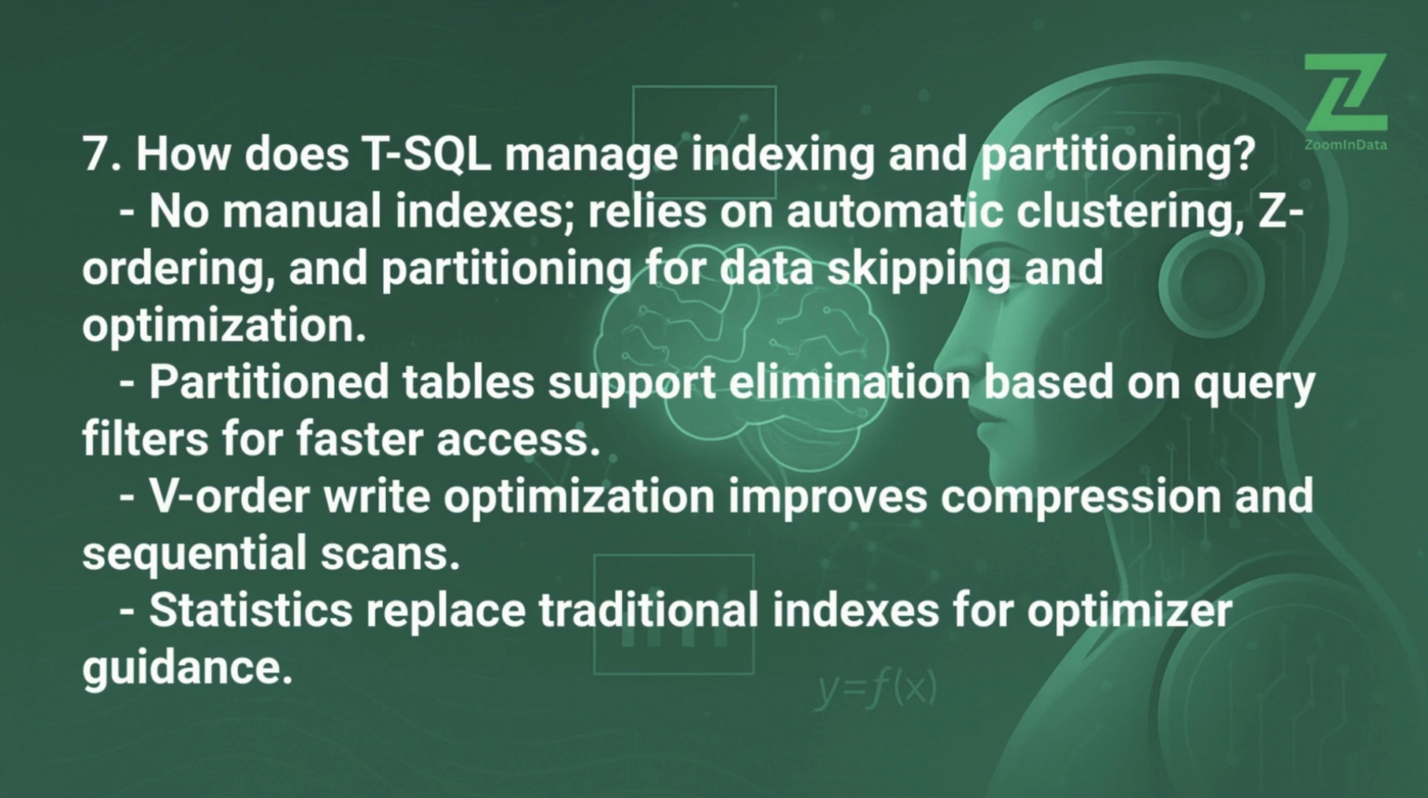7. How does T-SQL manage indexing and partitioning? No manual indexes. It relies on automatic clustering, Z-ordering, and partitioning for data skipping and optimization. Partitioned tables support elimination based on query filters for faster access. V-Order write optimization improves compression and sequential scans. Statistics replace traditional indexes for optimizer guidance.